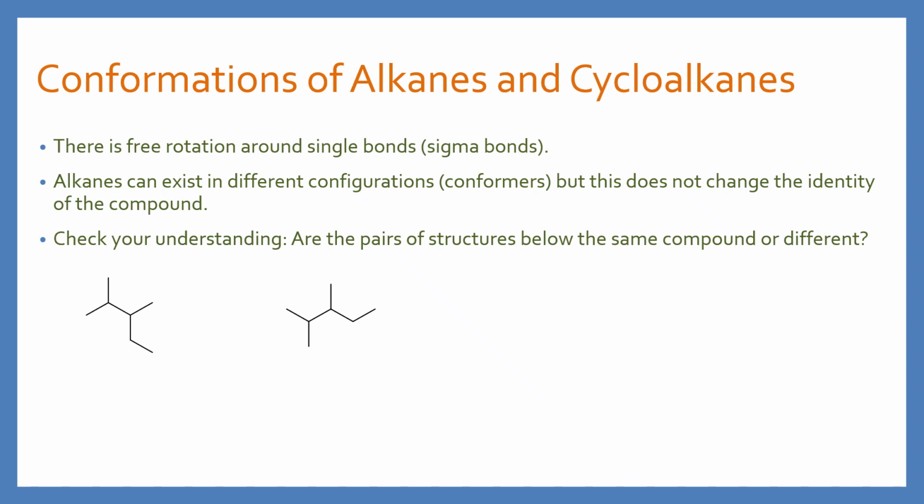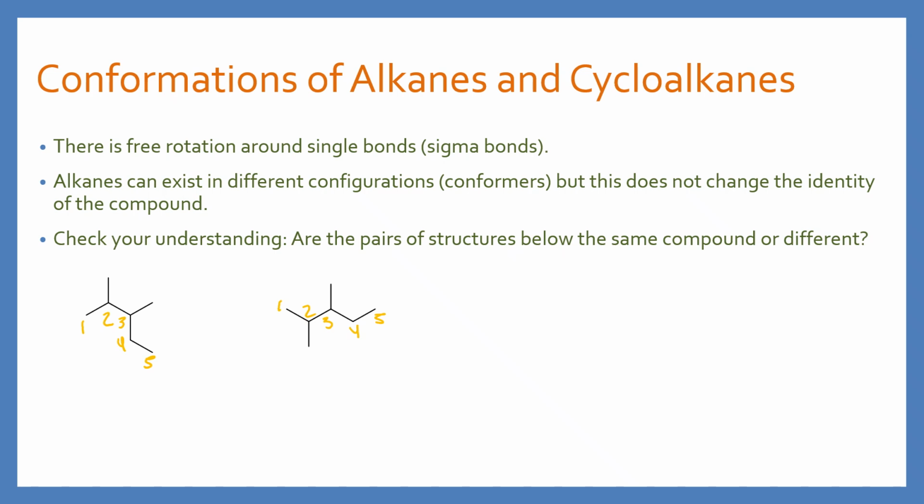So you can use the process that we use for IUPAC nomenclature to try and figure out if these compounds are the same or if they're different. If they're the same, it'll be because there's some sort of rotation around one of the single bonds, and we're just looking at it in a different conformation. So what I would do is look for the longest carbon chain. So I see 1, 2, 3, 4, 5. And then I also see 1, 2, 3, 4, 5 in the second molecule.